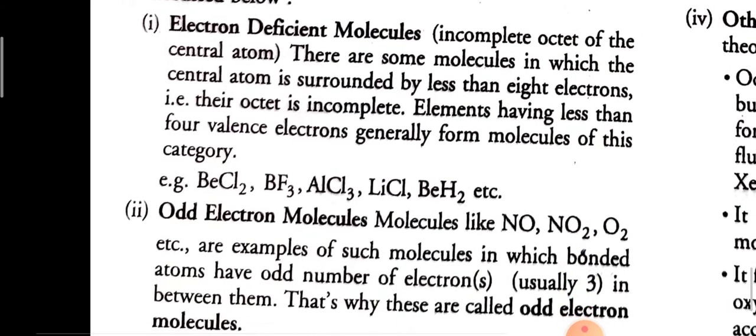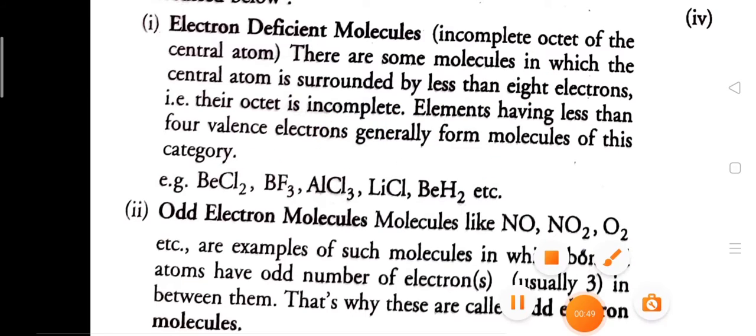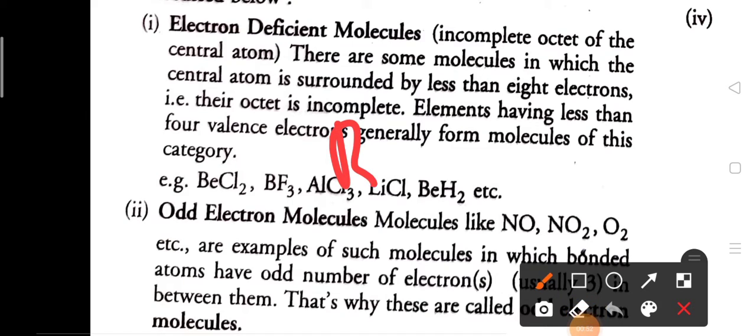So the first limitation is the electron deficient molecules. There are some molecules in which the central atom is surrounded by less than 8 electrons, that is, their octet is incomplete. For example, BeCl2, BF3, AlCl3, LiCl, BeH2. Now we have to understand this example, Be. Be is beryllium and it has the atomic number 4, correct? And it needs 4 electrons for the completion of its octet.